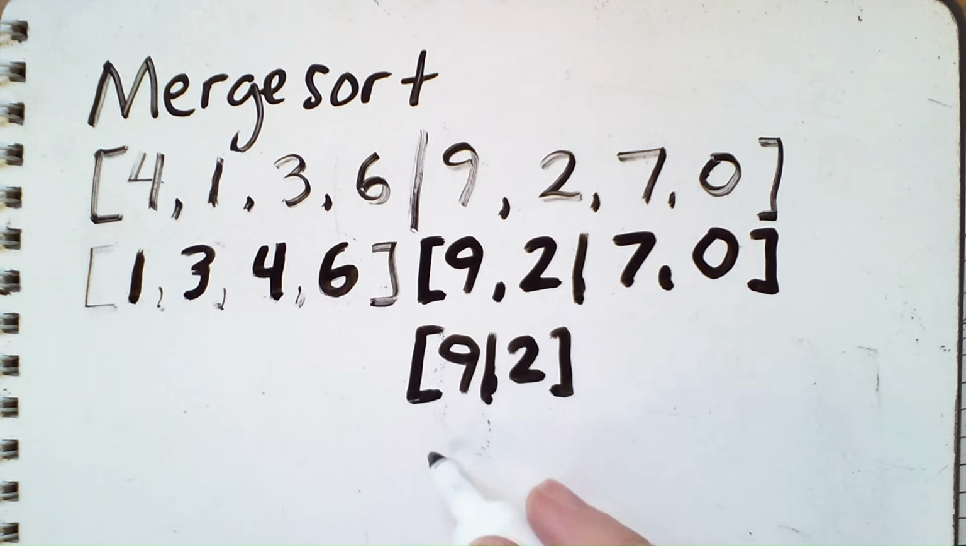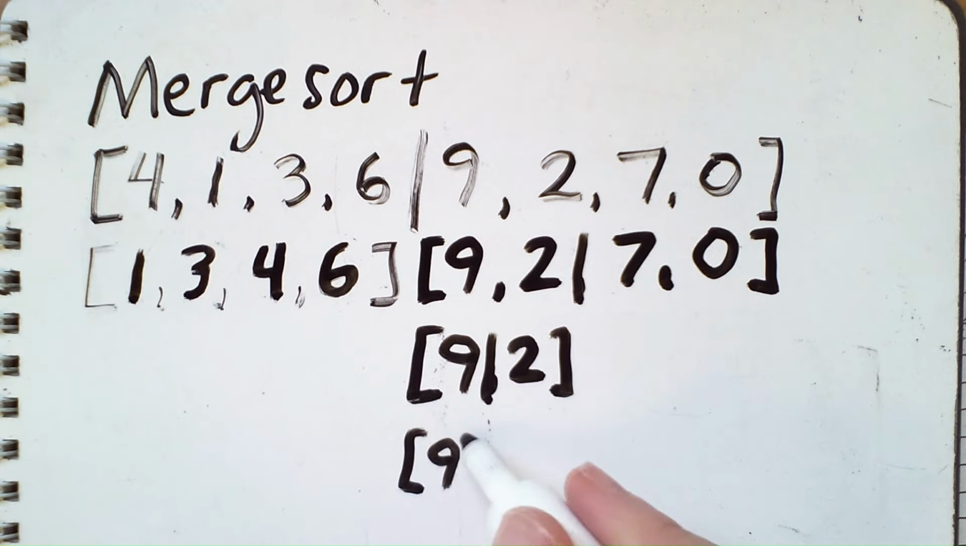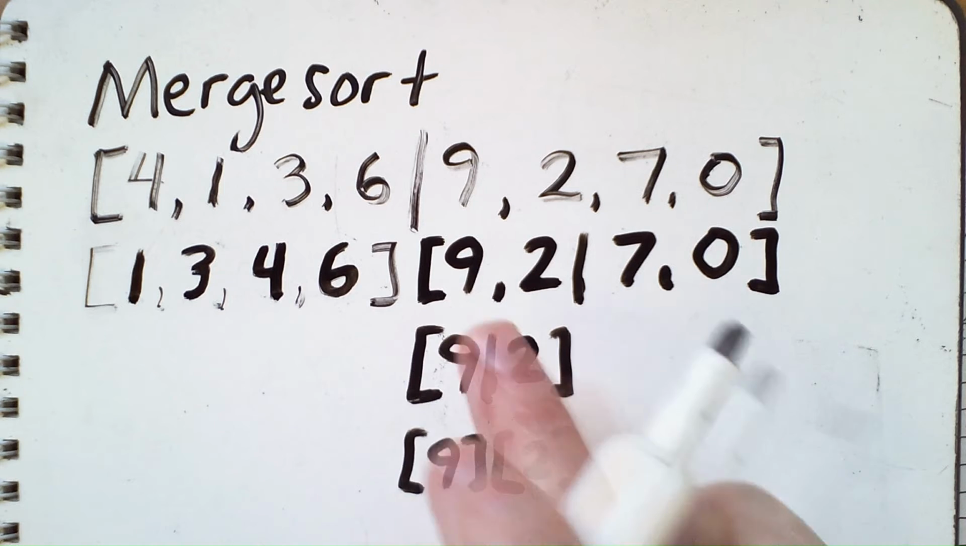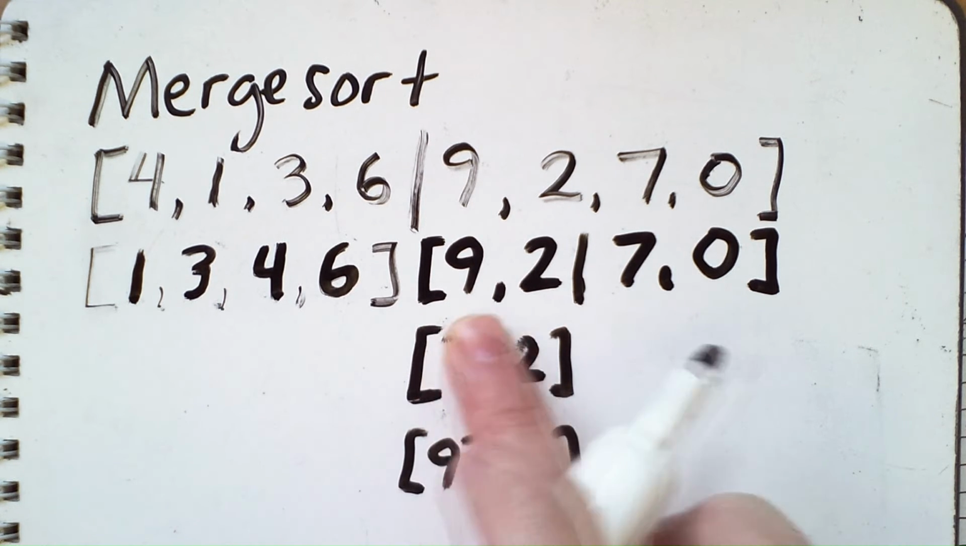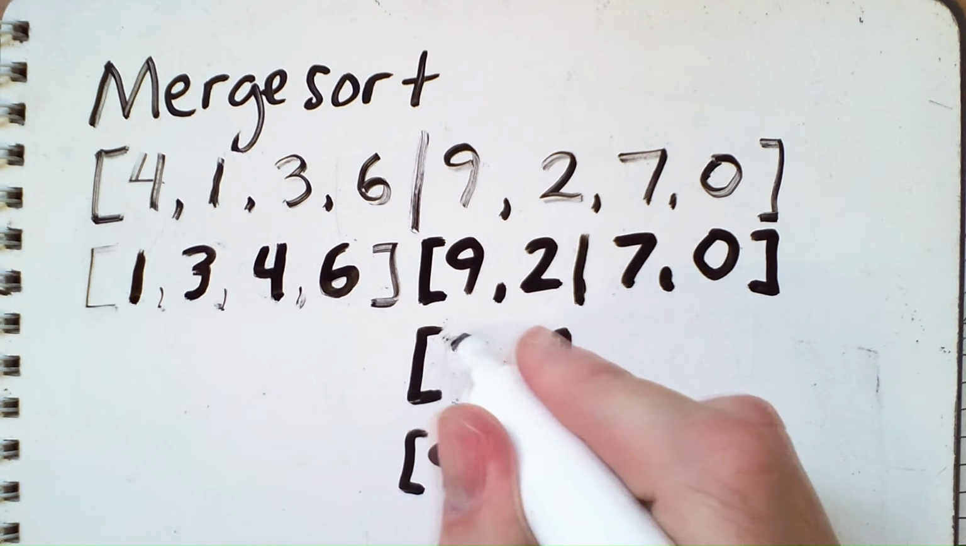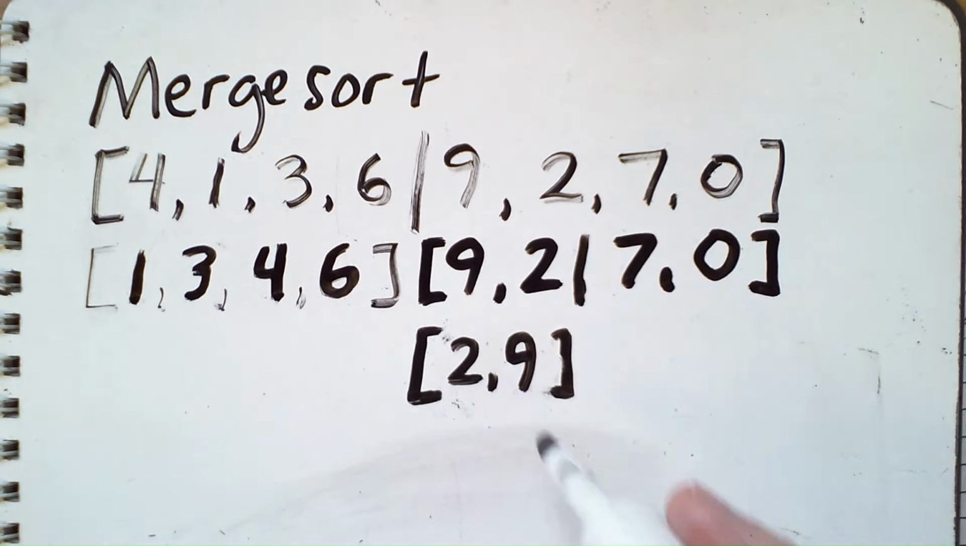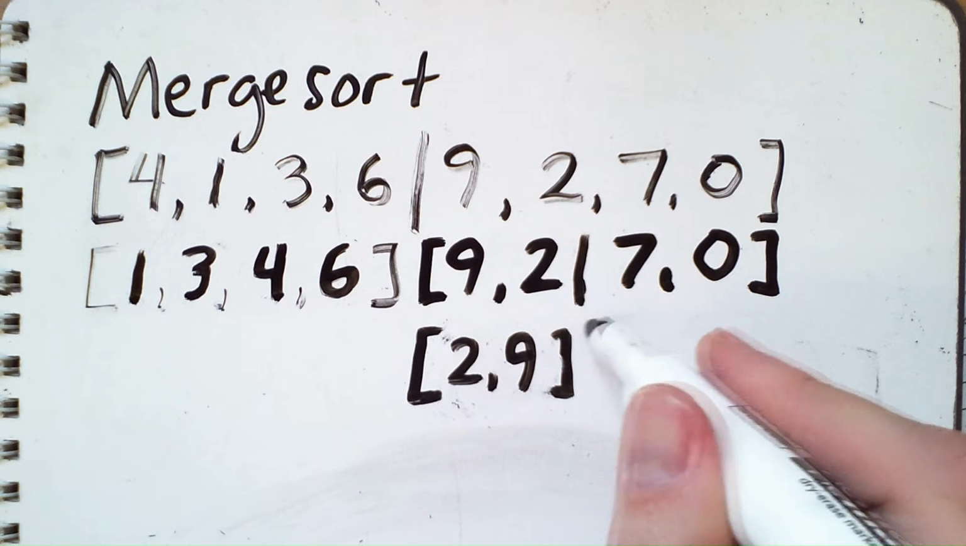Break that in half. Do the left side. We have 9. The right side of this is 2. When we merge these, they will change order and end up as 2, 9. Those calls return now. Now we do a recursive call on the right side.